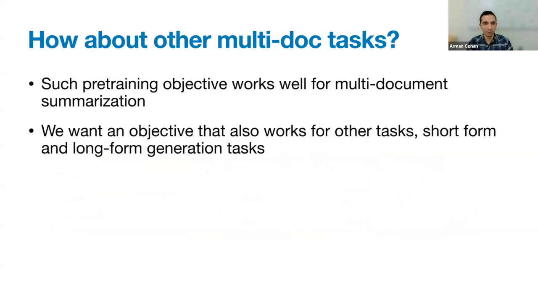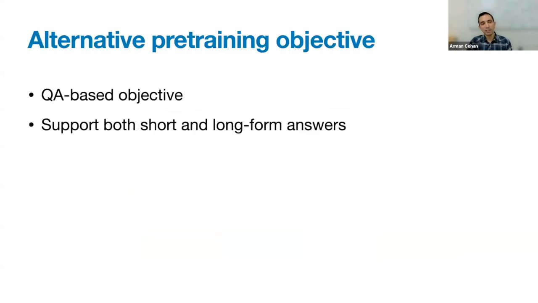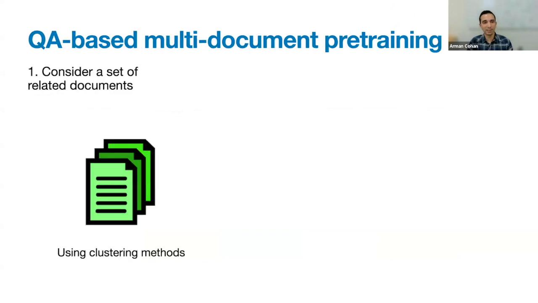and it gives us a strong 0-shot and few-shot performance. Now the question is, okay, this is great. Now we can do multi-document summarization better, but how about other tasks, like short-form generation tasks or question answering? So we followed up with another work that adapts the same general idea, but it's based on a question answering pre-training objective. And the goal is to support both short and long form answers.